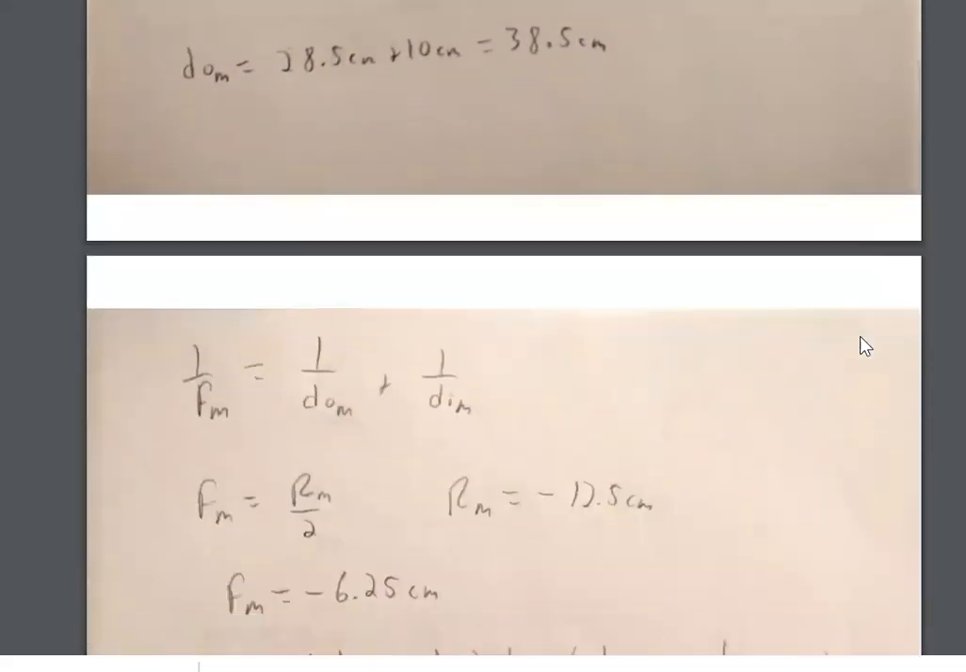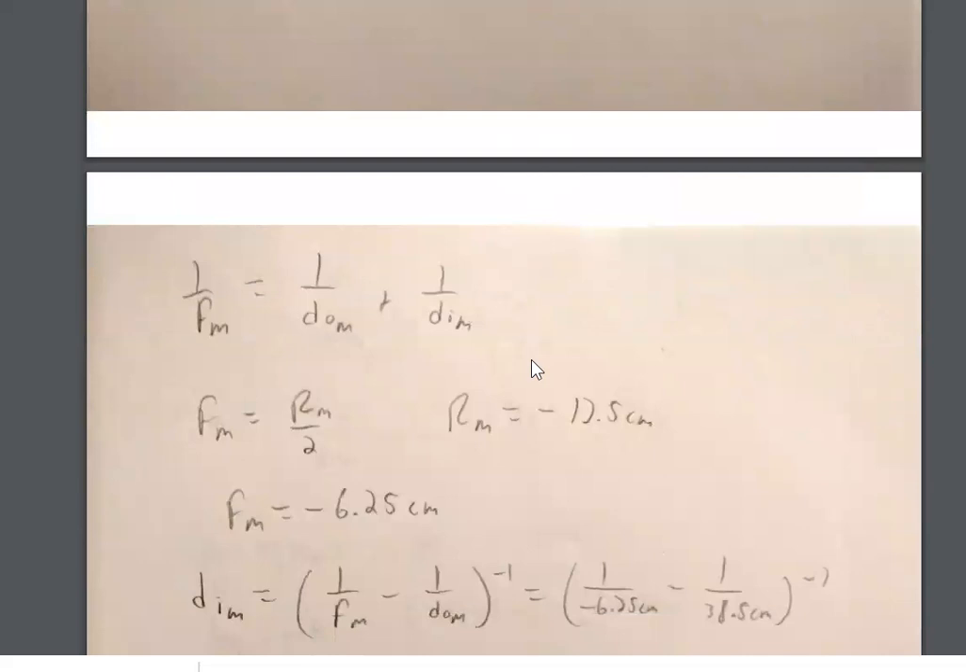Okay. So the same equation works for our mirror here, but we need to find the focal length. We were told the radius of curvature, but not the focal length. But remember, those are related by a factor of 2. The focal length is half the radius of curvature. And since we have a convex mirror, it's negative. So our focal length is negative 6.25 centimeters.